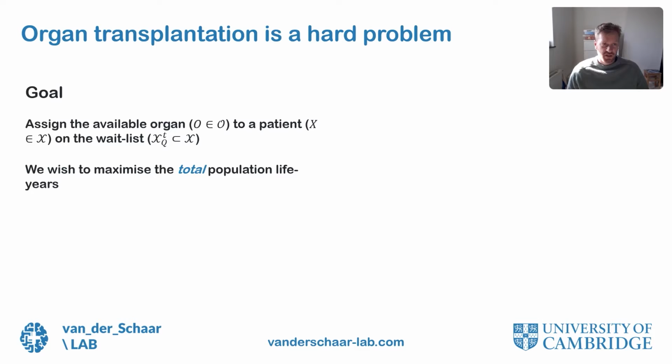Organ transplantation is a hard problem. Given the goal of assigning an available organ to a patient on the wait list, we wish to maximize the total population life years. This sounds very straightforward, however, it's not. So why is this such a hard problem?